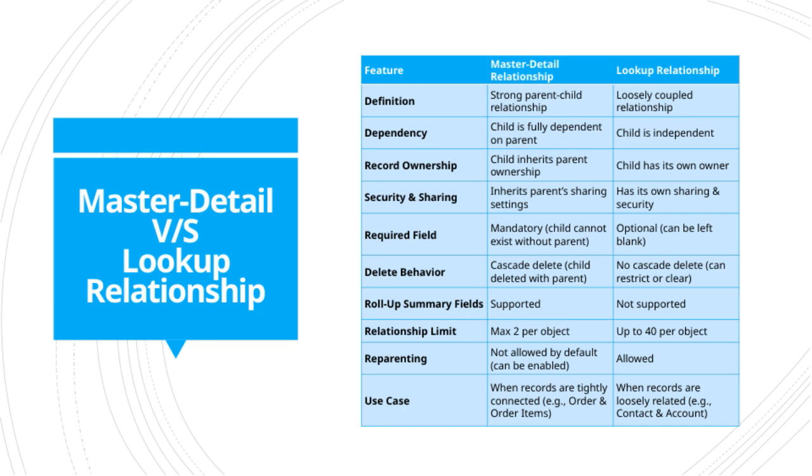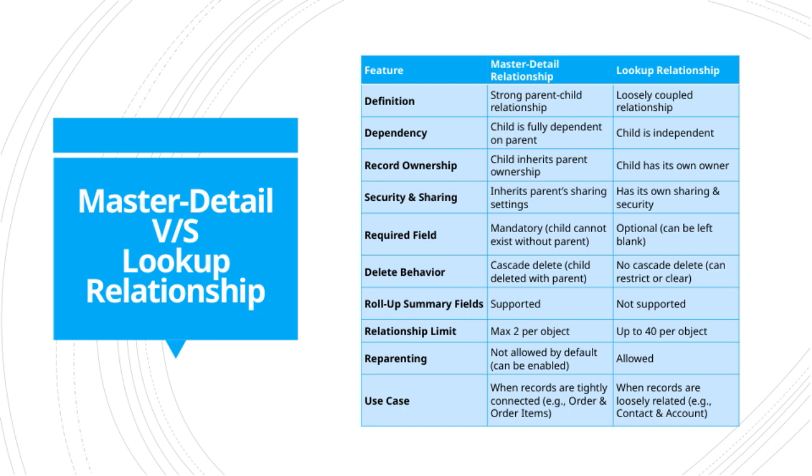When it comes to record ownership, in a master detail, the child inherits the ownership of the parent, streamlining security and sharing settings. Conversely, in a lookup, the child has its own owner, allowing for separate access controls. Speaking of security, a master detail relationship inherits the parent's sharing and security settings, whereas lookup relationships have their own, giving you more granular control.